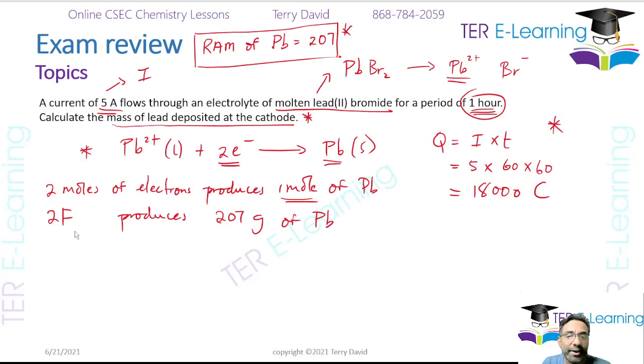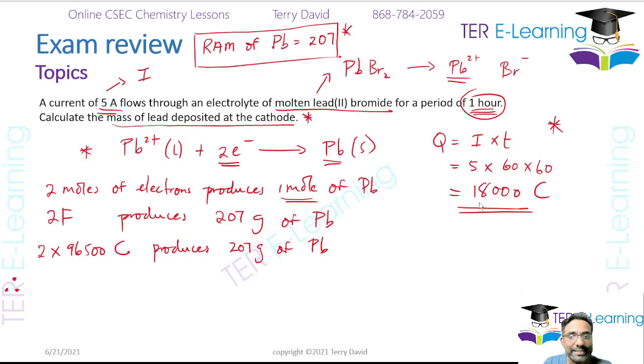Now, I can't work in Faradays. I need to work in coulombs. So remember, 1 Faraday is 96,500. Therefore, 2 Faradays will be 2 multiplied by 96,500 coulombs, produces 207 grams of lead. Now we are at the last stage.